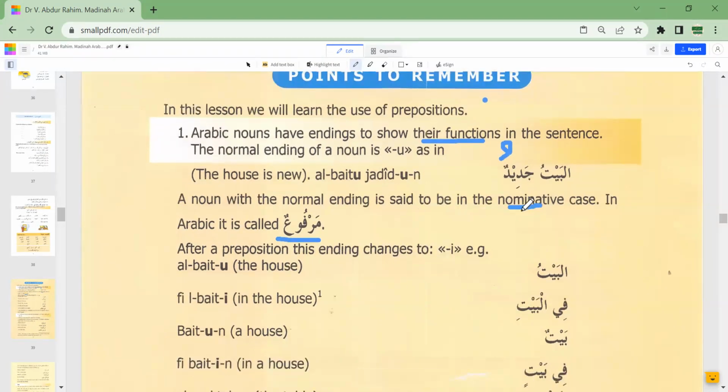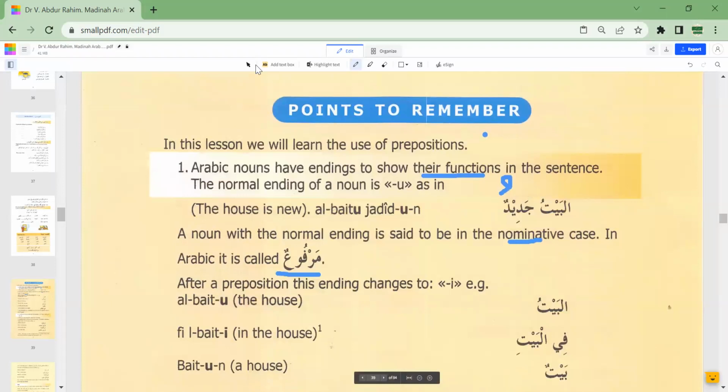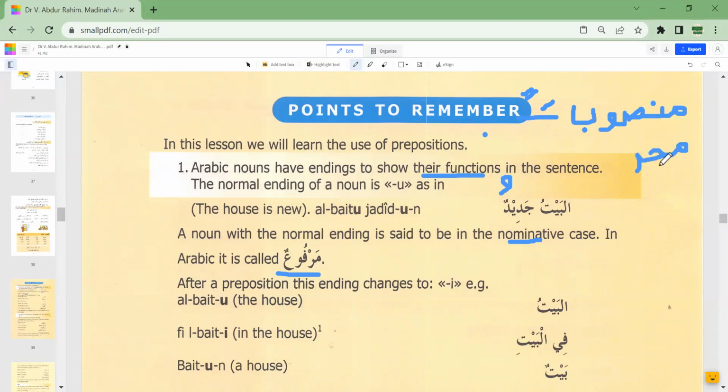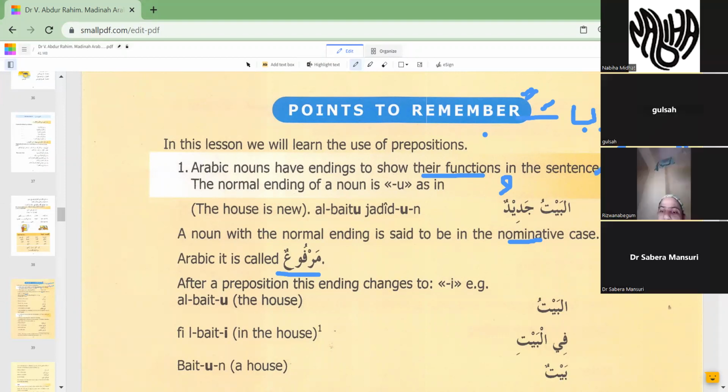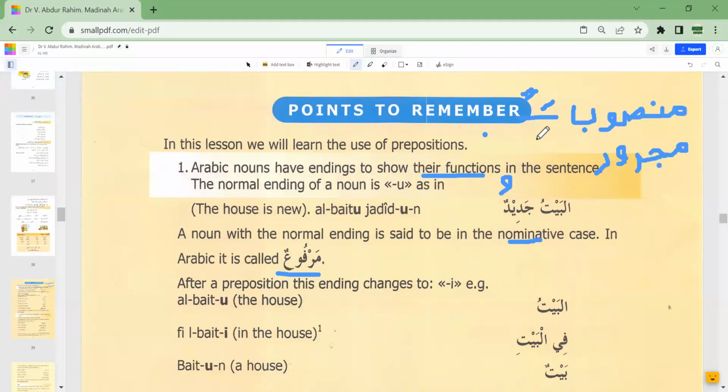And the other two statuses that a noun can have are called mansub, I'll write it here, which means that the ending is either fatha or fathatain, and majroor. So these are the three status or i'rab that the noun can have, and this is the vocabulary that we'll be using. Majroor means that the ending is either kasra or kasratain.